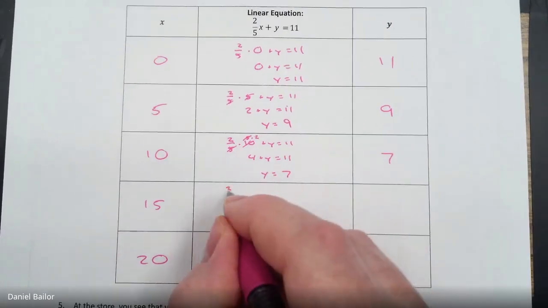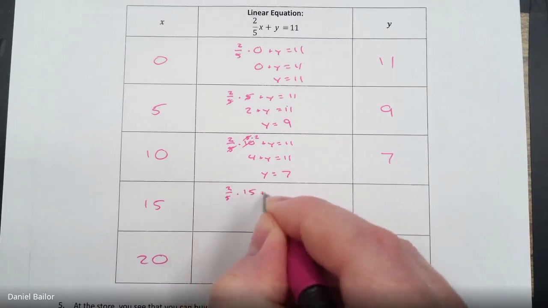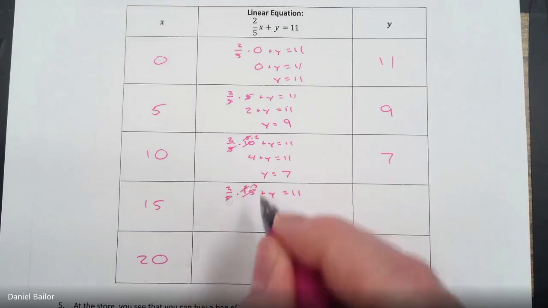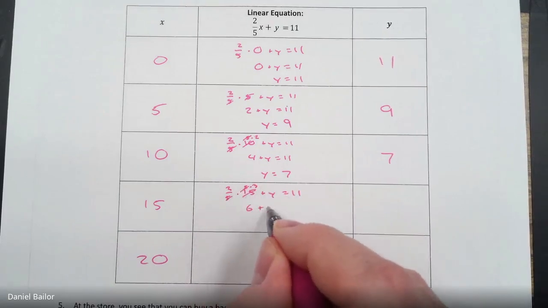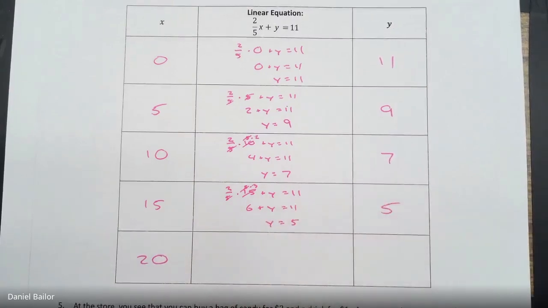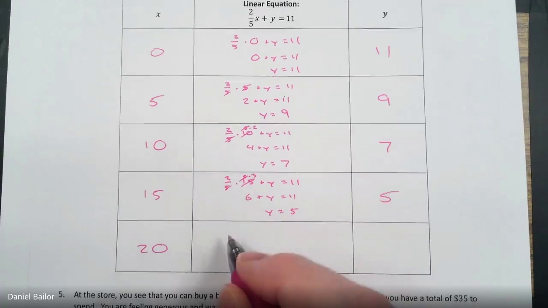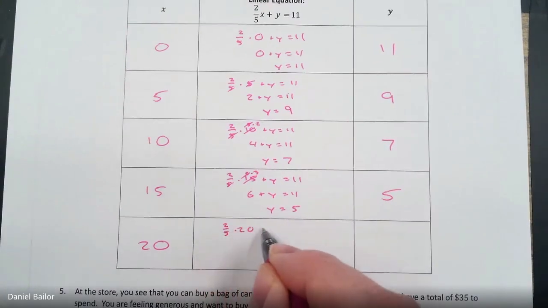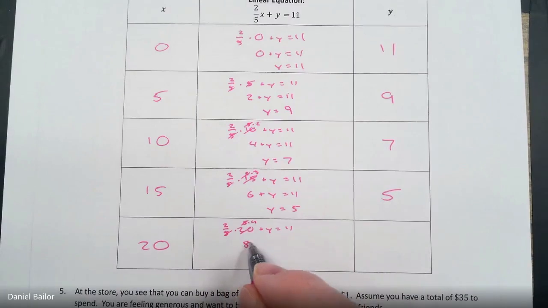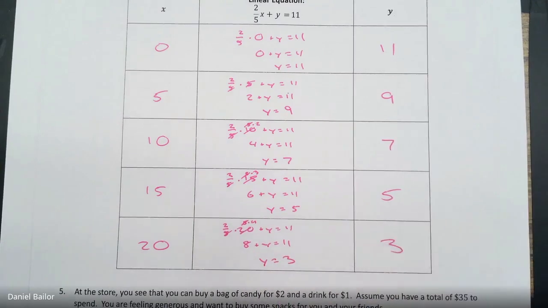Keep going. 2/5 times 15 plus y equals 11. Remember, the 15 is 5 times 3. The 5s cancel. 2 times 3 is 6 plus y equals 11. Subtraction property of equality, y is going to be 5. Last one, 2/5 times 20 plus y equals 11. 20 is 5 times 4. The 5s cancel. We get 2 times 4 is 8 plus y equals 11. Subtraction property of equality, do minus 8 on both sides. We get y equals 3. There we go.